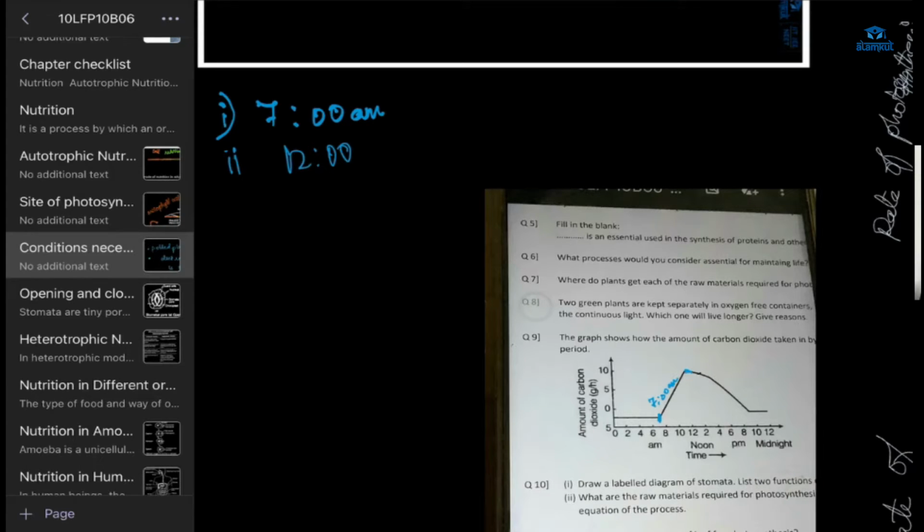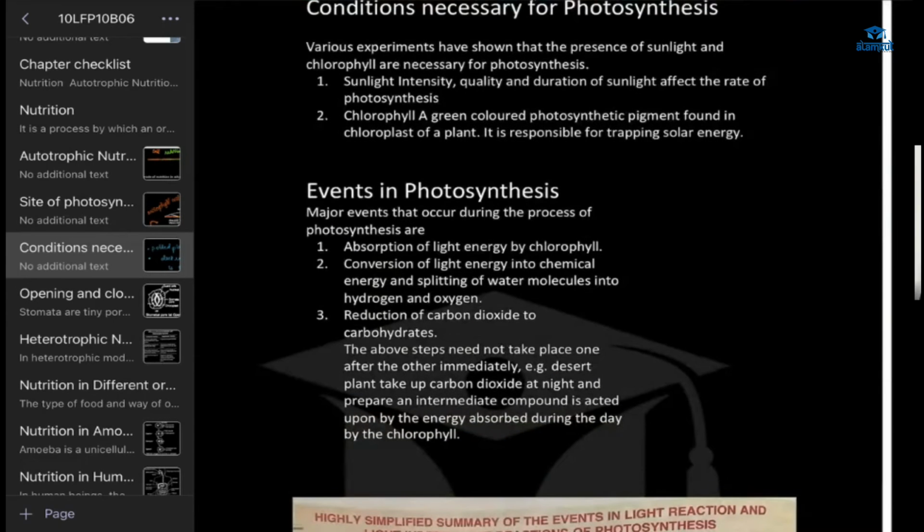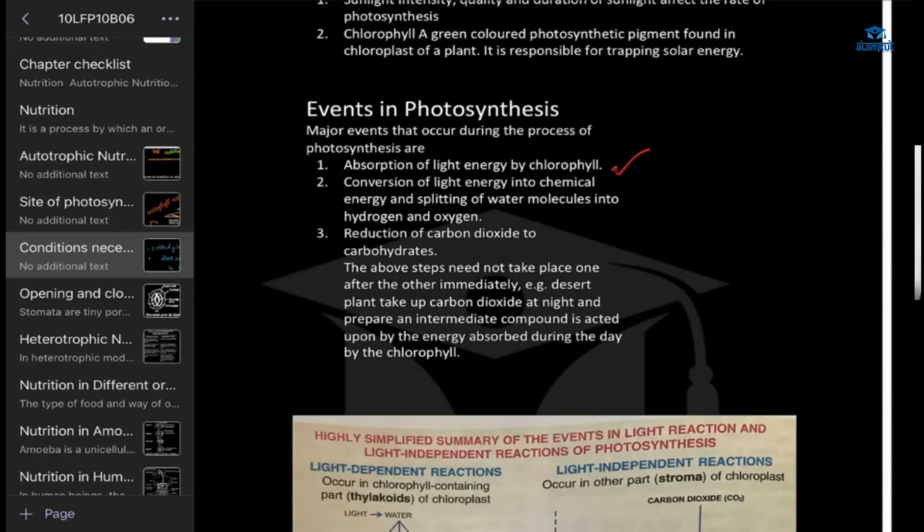Okay. Now we'll start the process of photosynthesis. Events in photosynthesis. First, I'll give you a brief account. What happens? Absorption of light by chlorophyll. Then conversion of light into chemical energy and splitting of water into hydrogen and oxygen. Then reduction of carbon dioxide to carbohydrates. So in the process of photosynthesis, there are two processes. First is light dependent, which we call the photochemical phase.